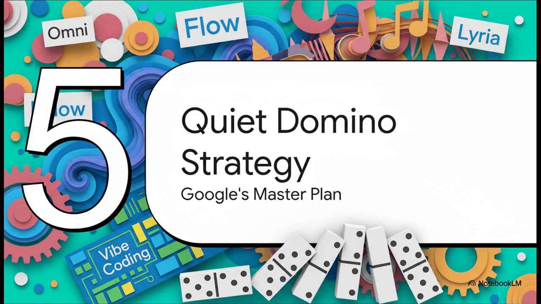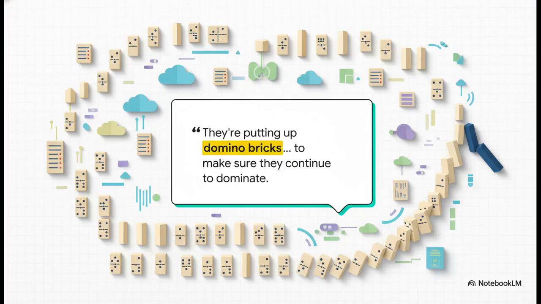Section 5: Google's Quiet Domino Strategy. So, with all these groundbreaking tools, Omni, Flow, vibe coding, Lyria, why did Google bury them? Why not put them front and center on the main keynote stage? Well, one of the creators at I.O. perfectly summarized this approach. They said, "They're putting out domino bricks to make sure that they can continue to dominate in the industry." Google isn't relying on overinflated marketing hype right now. They might look slow to the public, but in reality, they are meticulously setting up their massive data ecosystem. They are aligning the dominoes for a massive cascade down the road.